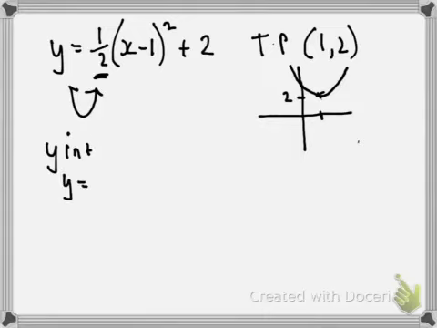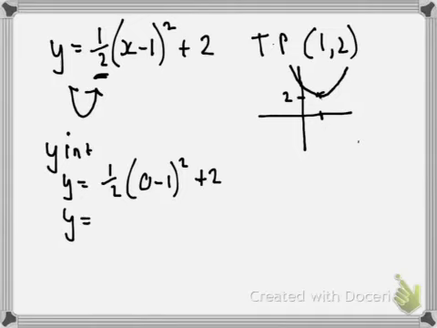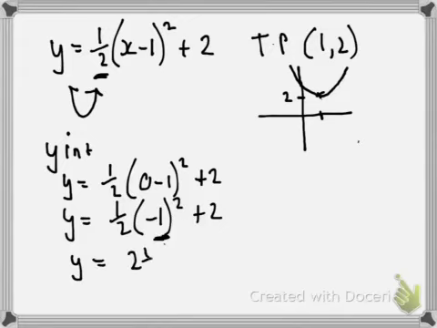So y equals 1/2 times (0 minus 1) squared plus 2. y equals 1/2 times (-1) squared plus 2. (-1) squared is 1. 1/2 times 1 is 1/2. So y equals 2.5. So the y-intercept is going to be (0, 2.5).